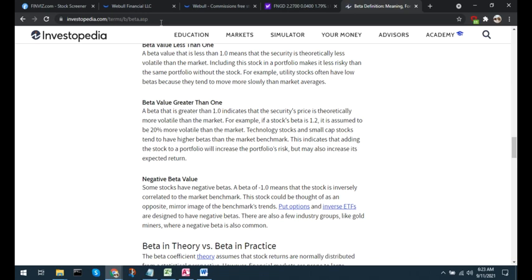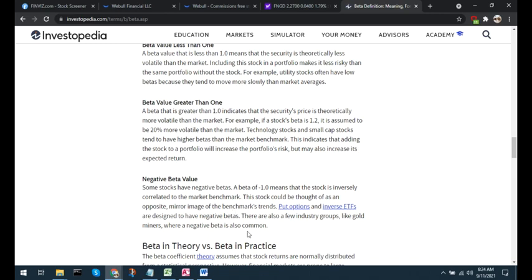But the point I wanted to make here is to talk about a negative beta value. And you can see in this article it defines a negative beta value, meaning that a stock is inversely correlated to the market benchmark. What that means is when a market is going down, these stocks tend to go up, and vice versa. When the market is going up, these stocks tend to go down.